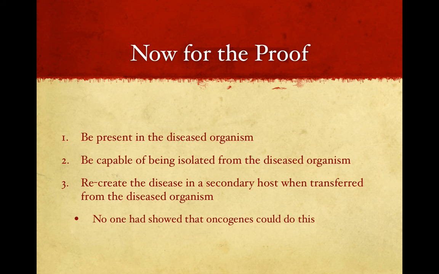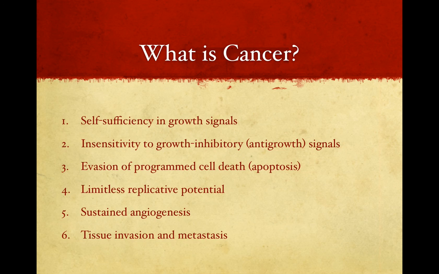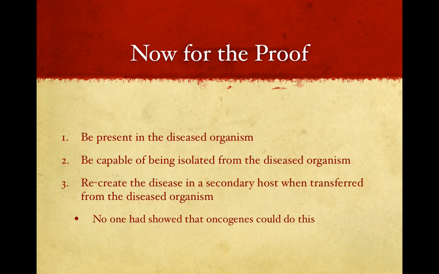Now, time for the proof. How exactly do we prove that something is a cause of cancer? These 6 things are what cancer is. Now, how do we determine what is the source, the root of cancer? In order for something to be the root of cancer, what was agreed upon is that it has to fulfill 3 things. First, it has to be present in the diseased organism. That means if the organism has cancer, the organism has to have this mutation, this extra gene, the lack of this gene, etc. So whatever this problem is that we're saying is the cause of cancer has to be present in the diseased organism. Second, it has to be capable of being isolated from the diseased organism.